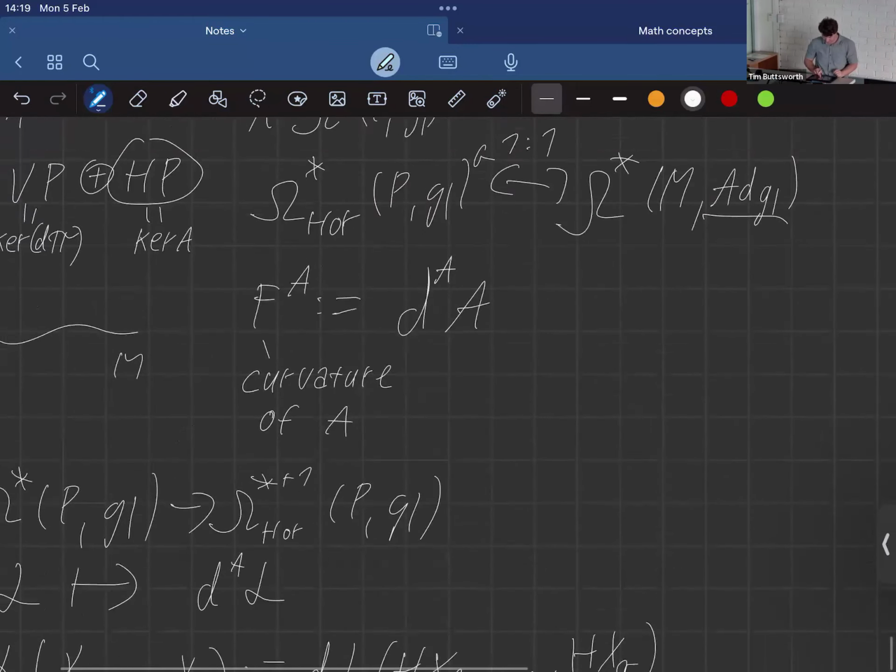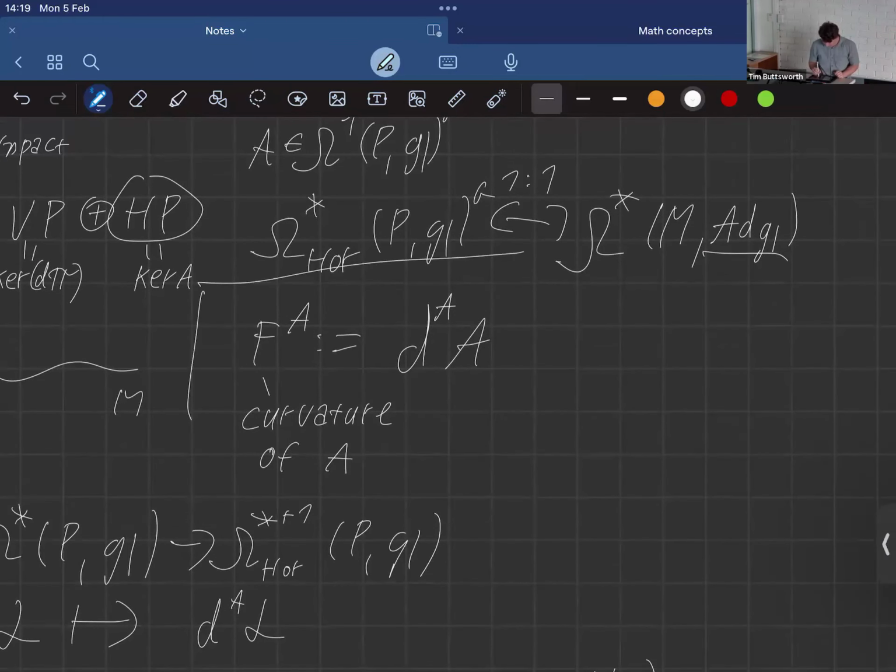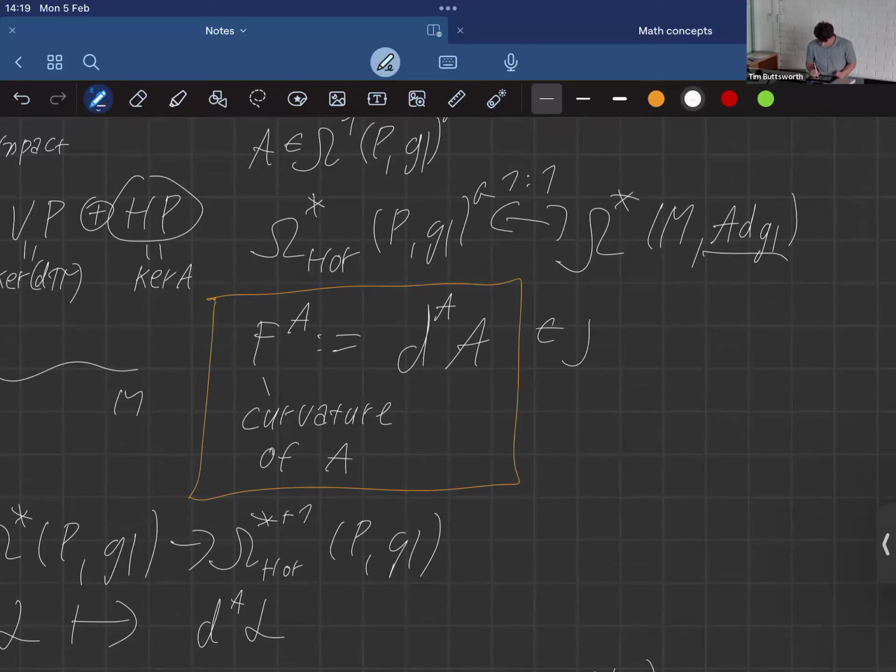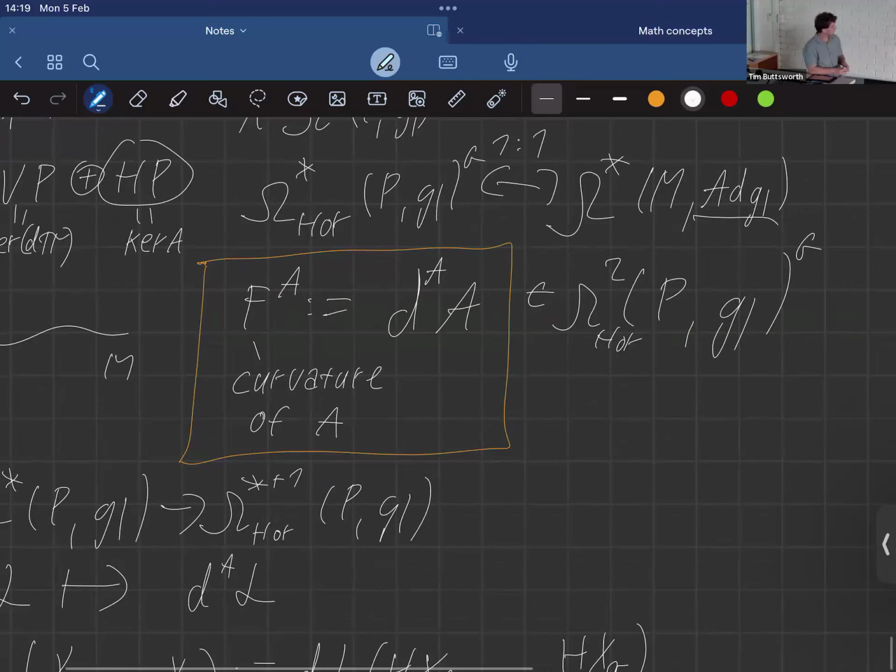So very naturally, our curvature right here is already a two-form which is horizontal, because I just mentioned that the exterior covariant differential produces horizontal forms. So we can apply it, and we're going to get a horizontal form.